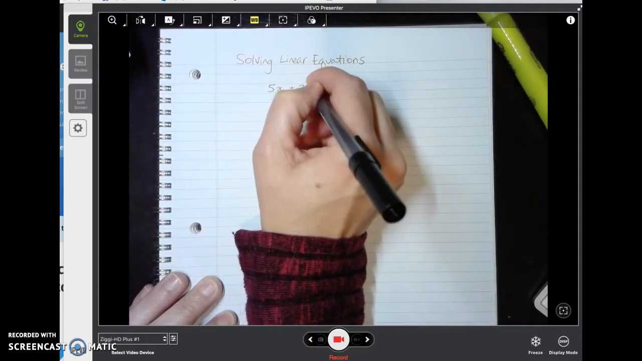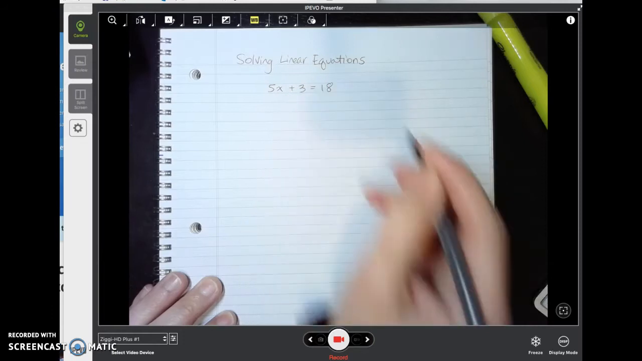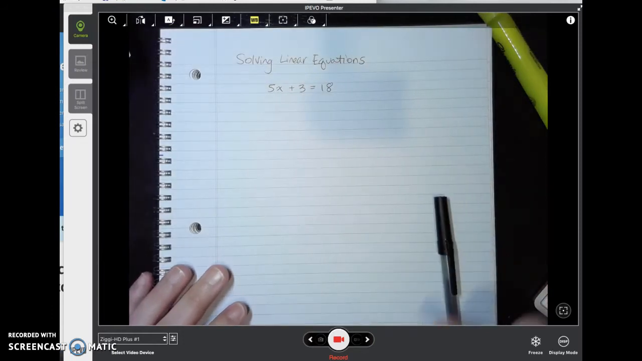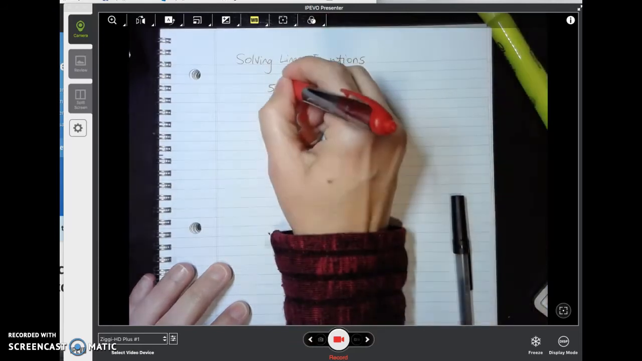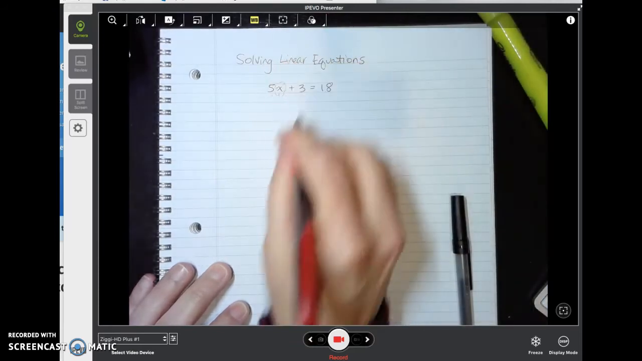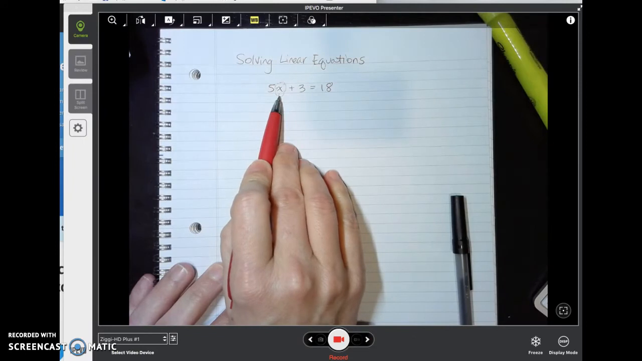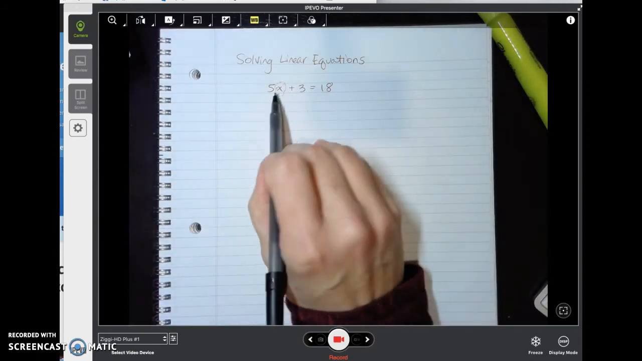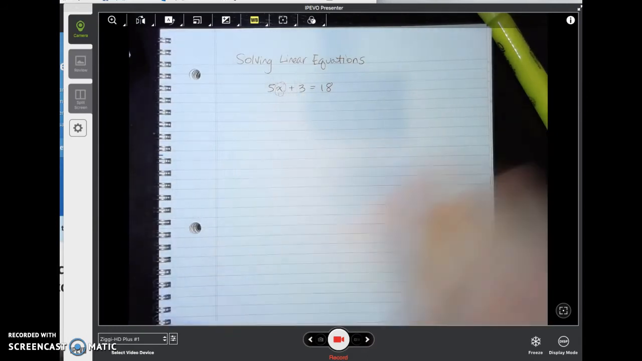5x plus 3 is equal to 18. I'm trying to get you guys to understand about undoing. So if you recall, I always ask you to bubble the variable. In this case, I only have one x, so it's easy. Bubble that variable, and then ask yourself, what operations are happening over there?